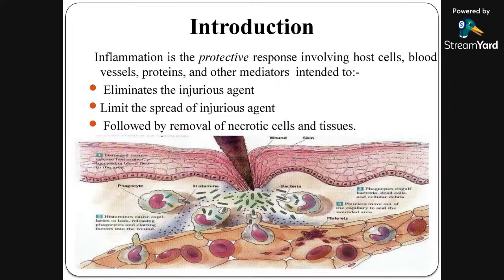Damaged tissue releases histamine, a mediator, to increase the flow of blood at the affected area. Histamine causes capillaries to leak, releasing phagocytes and clotting factors into the wound. Phagocytes engulf bacteria, dead cells, and cellular debris. Then platelets move out of the capillaries to seal the wounded area.